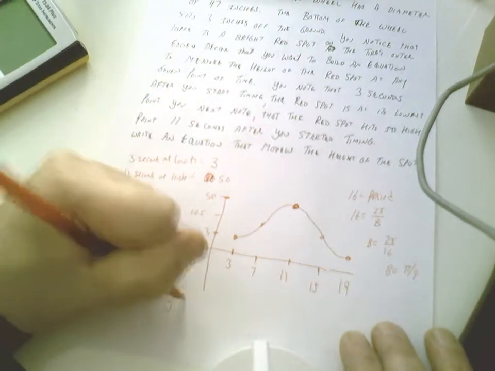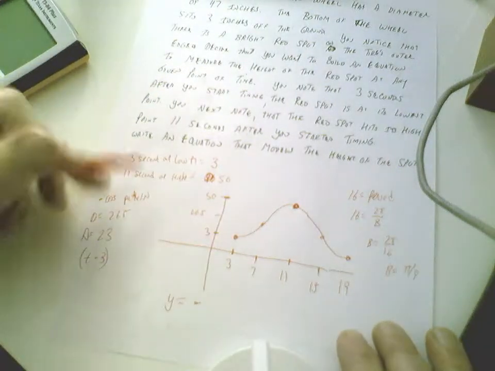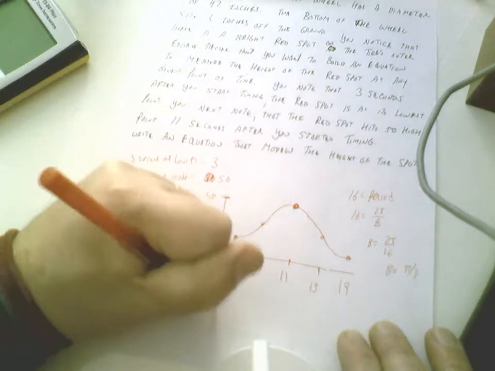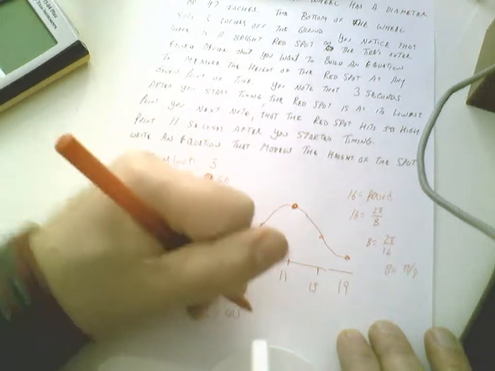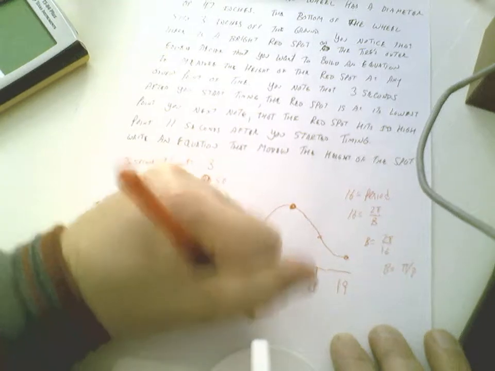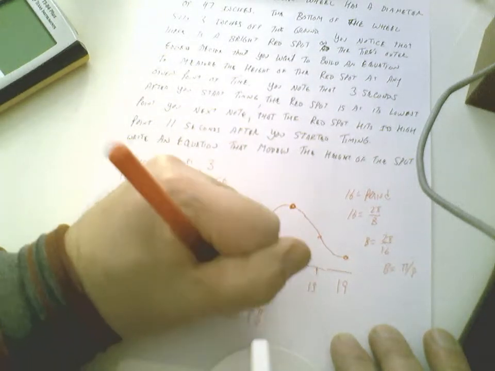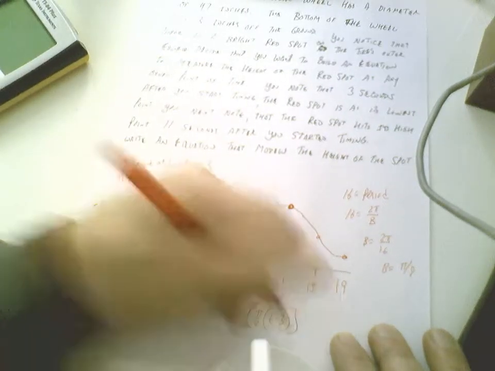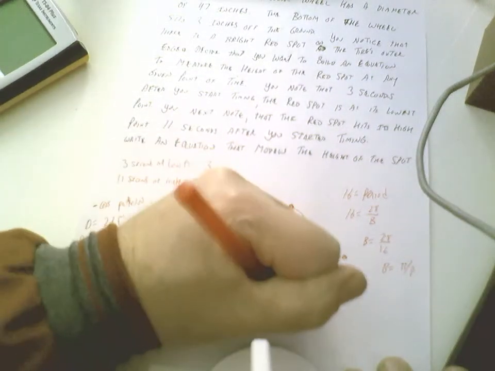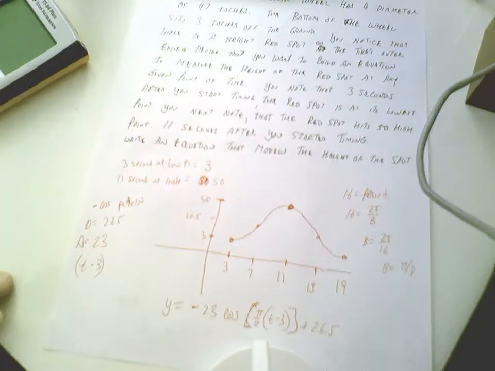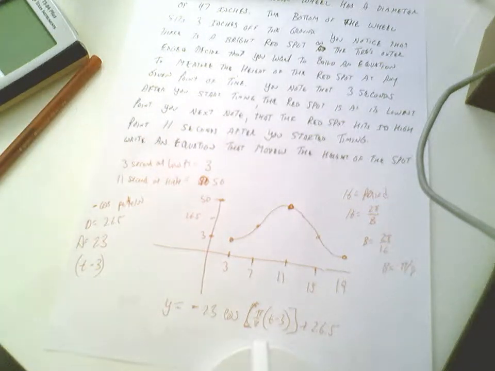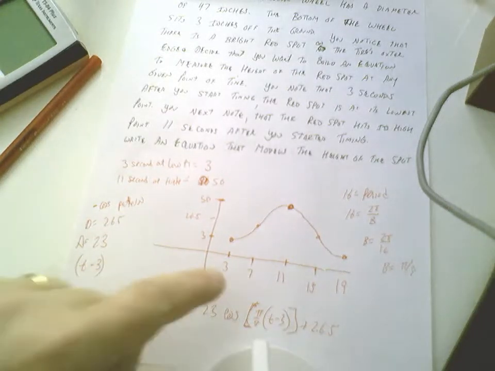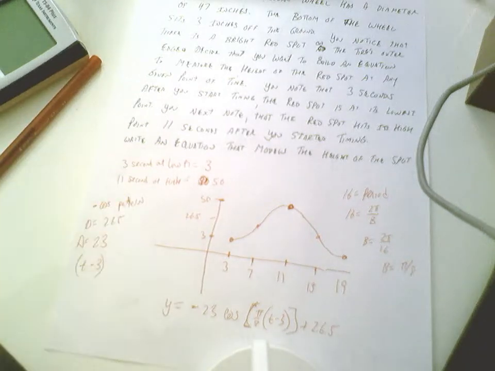Y equals negative, how much? 23. Cosine of what? Pi over 8 times what? T minus 3, plus 26.5. So there's our process. Take what you have in your problem, identify a max, min, midline, understand your timings as to when you have these observations, and building one of these should be pretty straightforward.